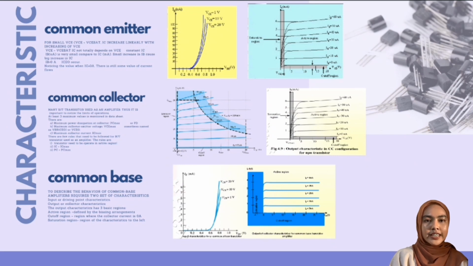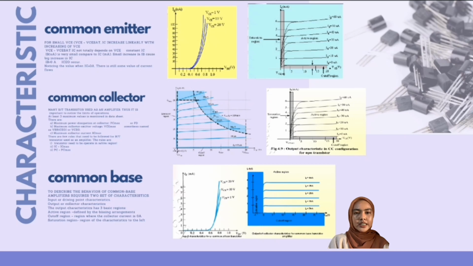Next, we move to characteristic. I have included a diagram for reference. Common base amplifier requires two sets of characteristics: input or driving point characteristic, and output or collector characteristic. The output characteristic has three basic regions: active region, defined by the biasing arrangement; cut-off region, region where the collector current is 0 ampere; saturation region, region of the characteristic to the left.